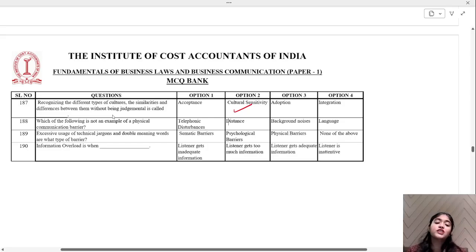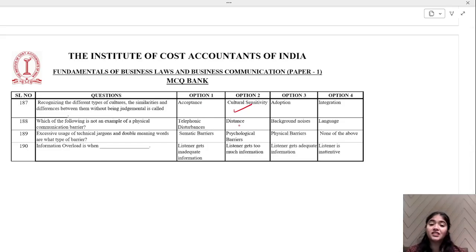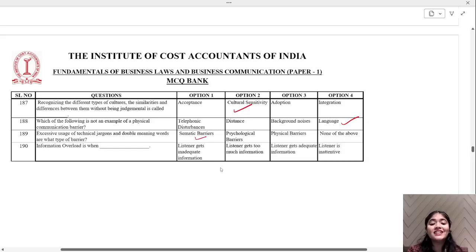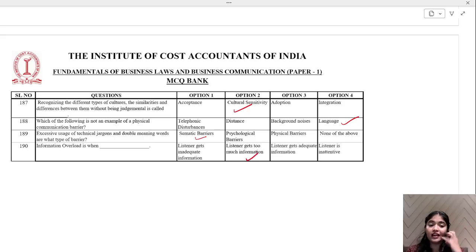Which of the following is not an example of physical communication barrier? Telephonic disturbances, distance, background noises, and language. Tell me, language is one of the barriers of physical communication. Okay. Excessive usage of technical jargons and double meaning words. What are this type of barriers? Semantic barriers. Information overload is when listener gets inadequate information, gets too much of information. Overload happens when we have too much of information.